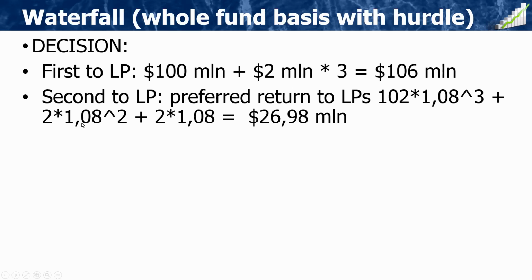And then we should do the same for the 2 cash flows in year 2 and year 3, which is 2 million in each. And we will get almost $27 million. That's the preferred return. Just a moment. It seems like, yeah.